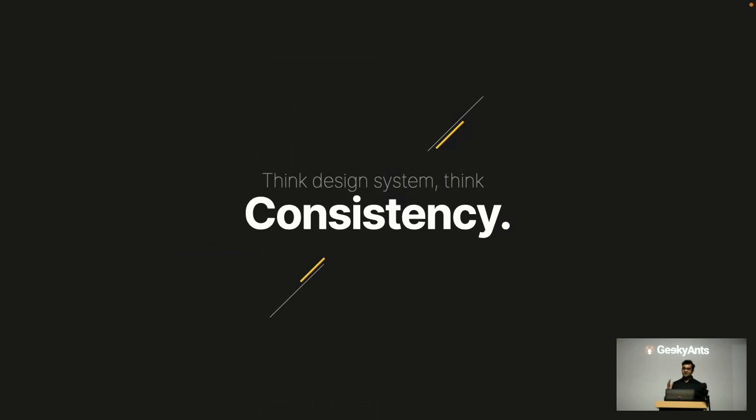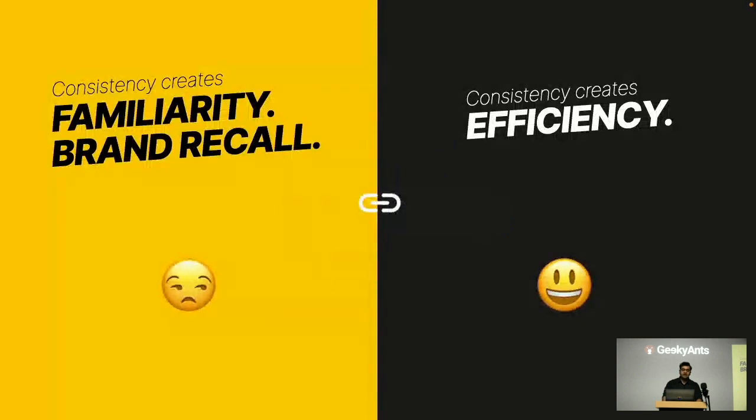All right, when we think about design system, the first word that comes to our mind, why design system? Consistency. And Chaitanya has also talked very deeply on consistency. And it absolutely is the right way forward, but consistency creates familiarity and brand recall. From a user's perspective, clearly that's a very huge value add.